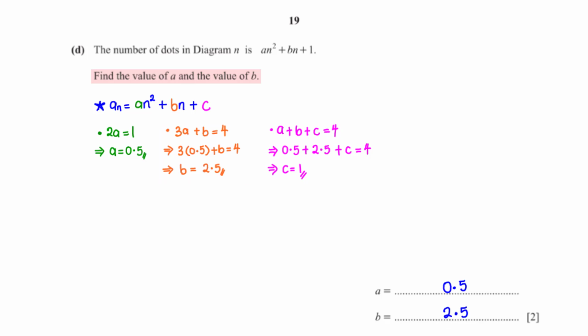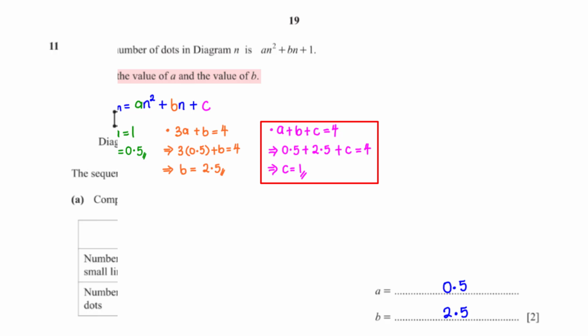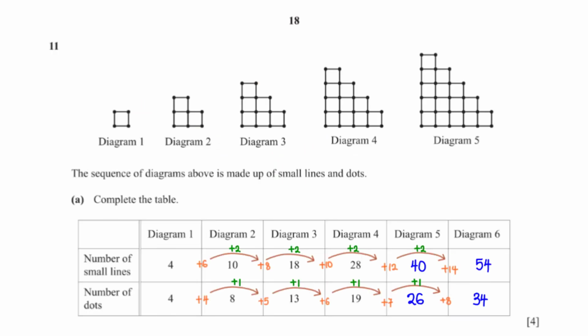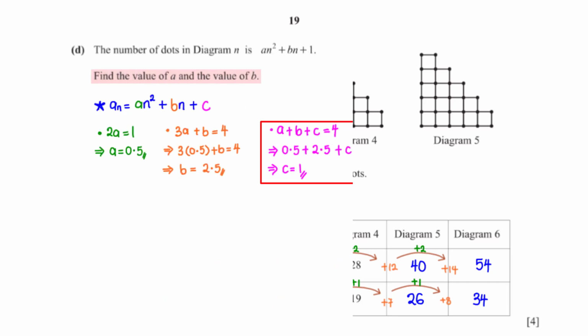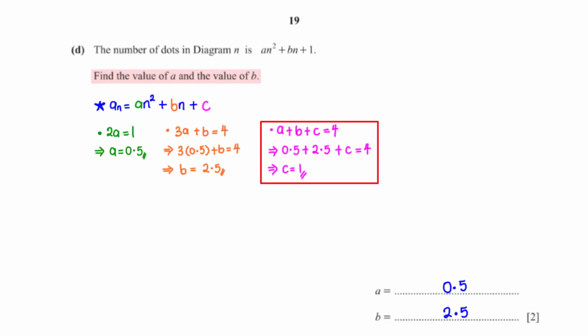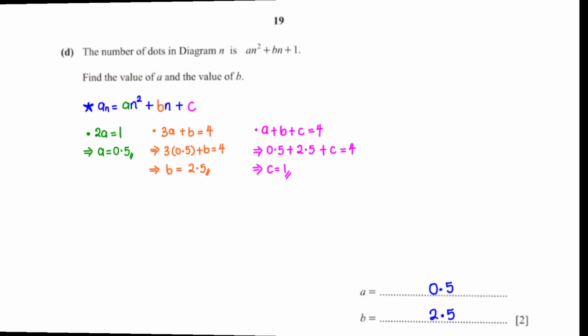We don't need to find the value of c since it has been given as 1. In this case, let's go ahead to find it. If our steps and values are correct, we should get 1. So to get the value of c, we equate a plus b plus c to the first term in the sequence, which is 4. We found a as 0.5 and b as 2.5, and so we get c equals 1.